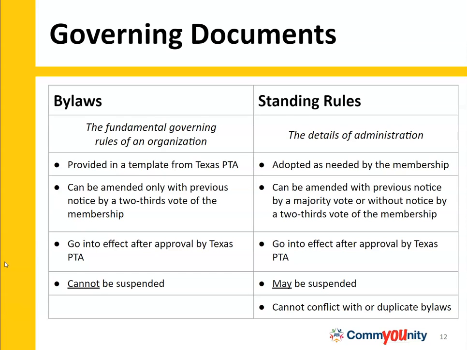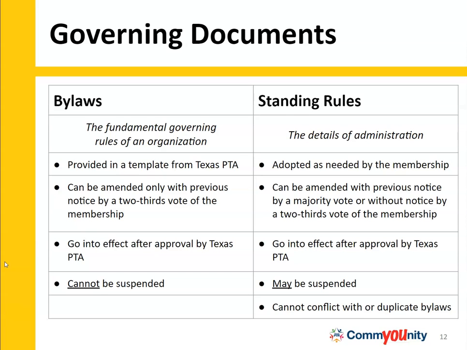The notice must be provided 30 days prior to the meeting at which the amendments will be presented for approval, and must include the existing wording and the proposed wording. This notice may be provided at a previous meeting or using the regular communication methods. Any changes go into effect only after approval, first by the members and finally by Texas PTA. Bylaws cannot be suspended. What is stated in the bylaws must be followed.